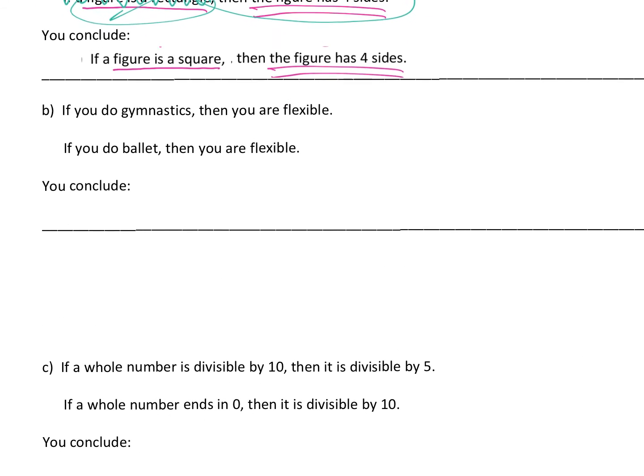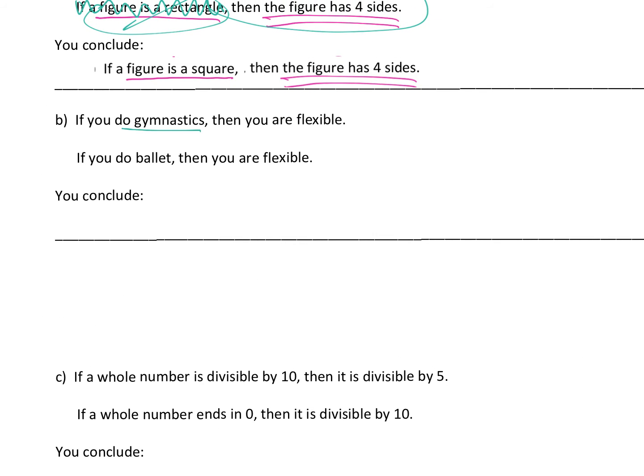Okay, the next one. If you do gymnastics, hypothesis, then you are flexible, conclusion. If you do ballet, hypothesis, then you are flexible, conclusion. What do you conclude? Not possible, correct. Look at what's the same here. You are flexible, you are flexible. What you're left with is a hypothesis. Does it make sense to say, if you do gymnastics, if you do ballet? No, okay? So that is not possible, and that's all you have to say there, and you're done.